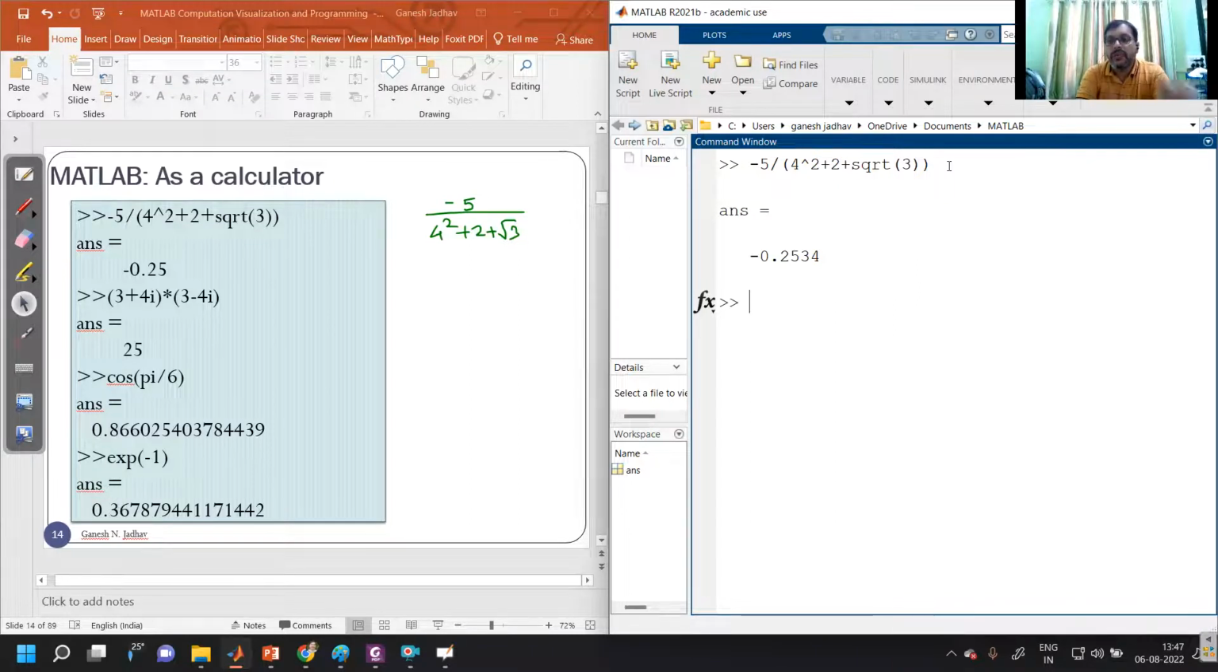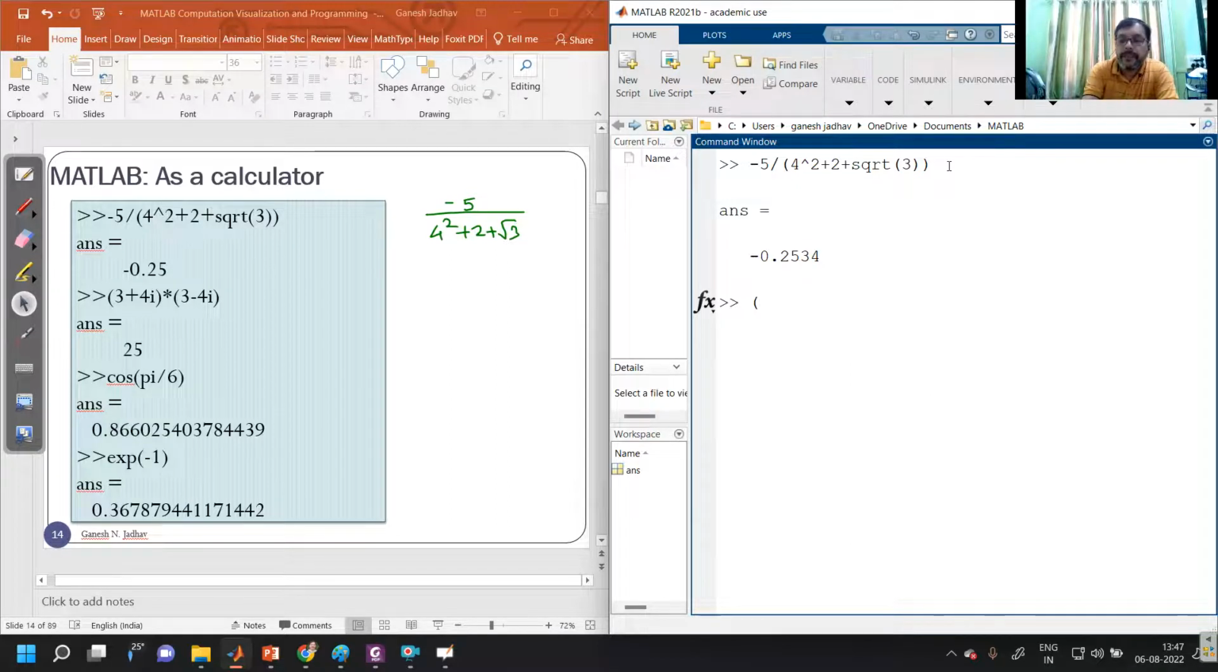I have introduced the output format in the previous session. So in the previous session we already studied the output format. Please go to that video and revise what format bank is. If it is in format bank, it will display only minus 0.25. If it is format short, it will display 4 digits after the decimal point.